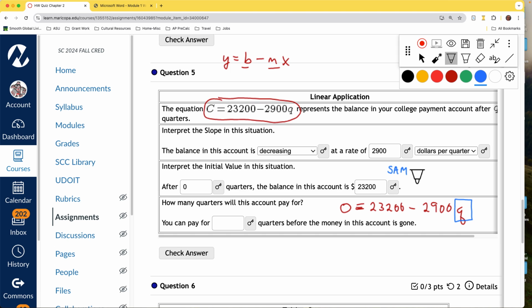Very good. Exactly. So SADMAT, we want to deal with the addition, subtraction. The thing is, we're subtracting here, but again, since this 23,200 is positive, we want to subtract 23,200 from both sides. That's 0, negative 23,200.